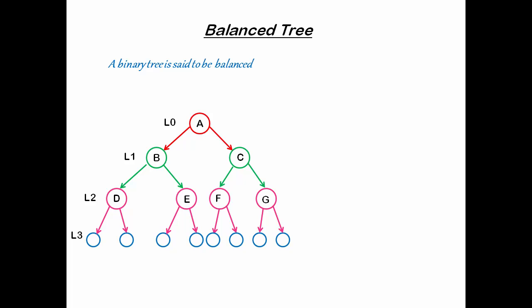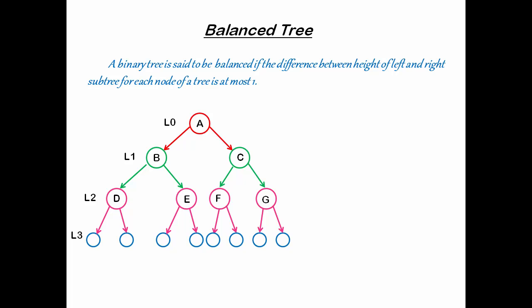A binary tree is said to be balanced if the difference between height of left and right subtree for each node of a tree is at most 1. The difference between height of left and right subtree for every node may be 0 or 1, but not more than 1. Now, what is height of a tree?